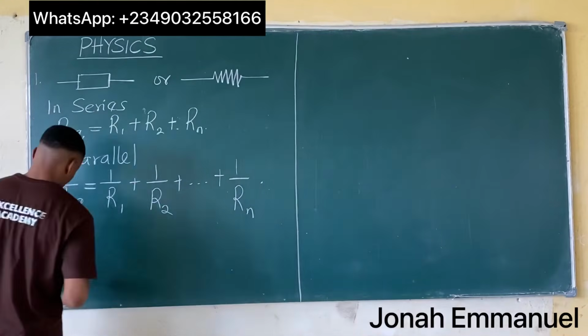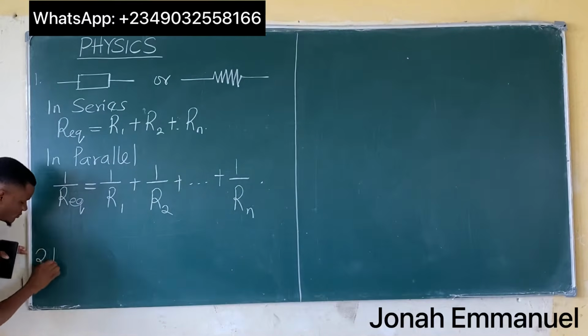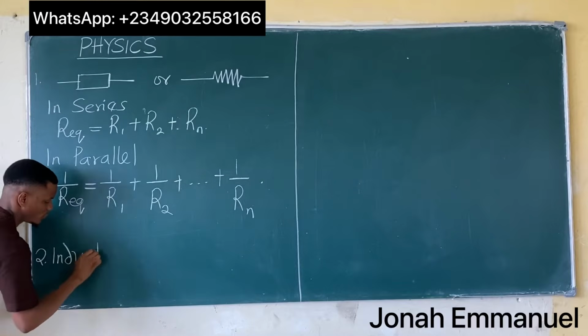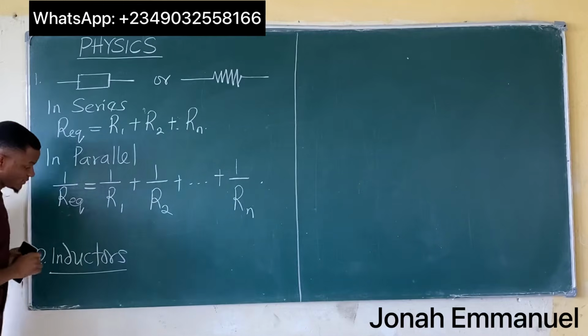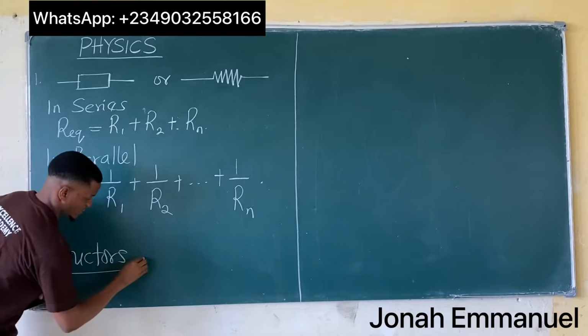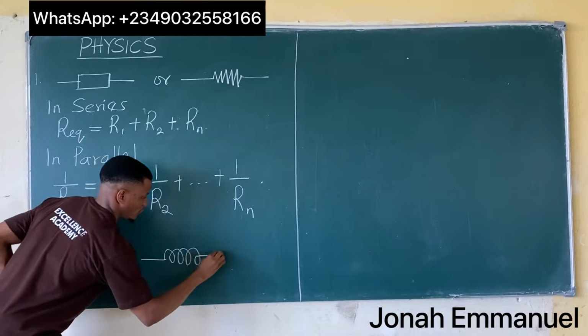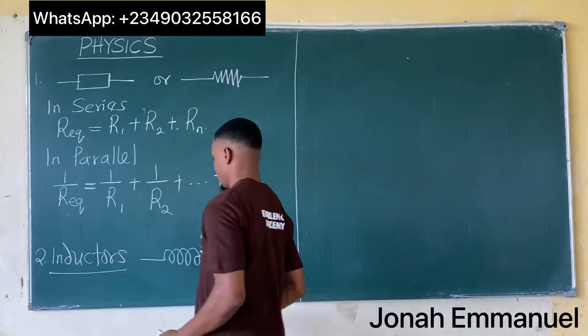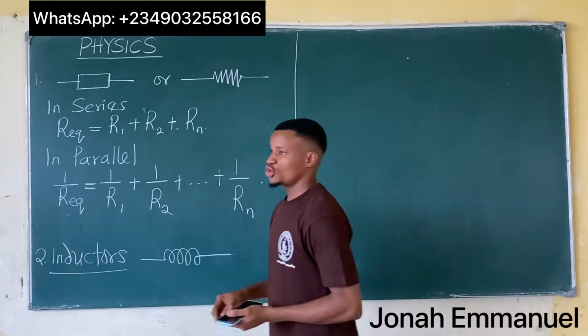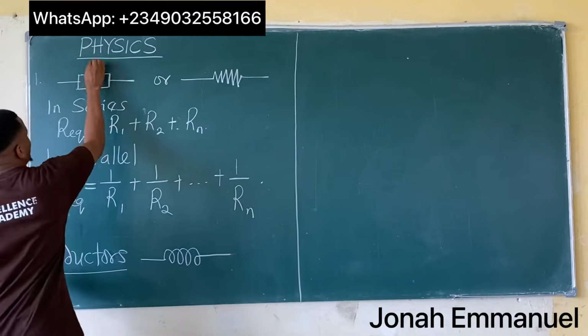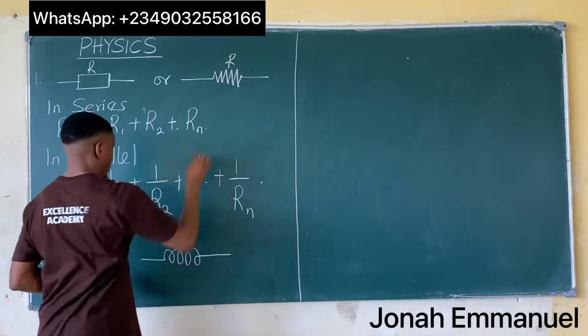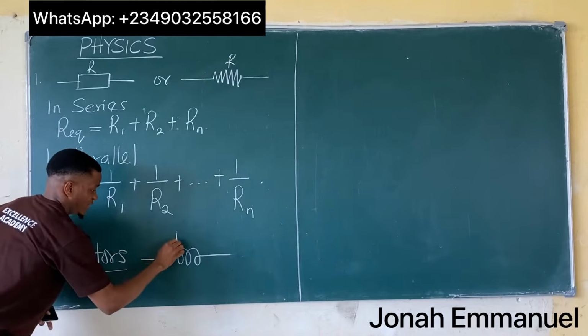Number two, let's look at inductors. For inductors, your circuit symbol for an inductor is this. You have this. Alright. This is the circuit symbol for an inductor. Usually resistors are represented using R. Inductors are represented using L.